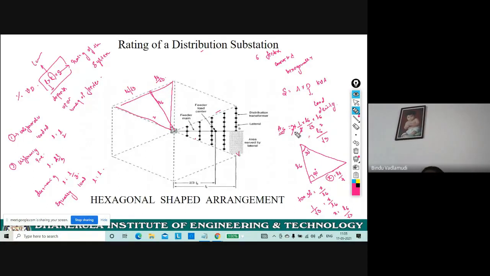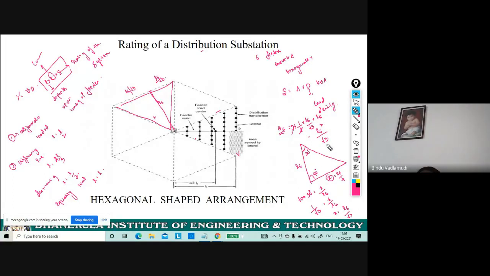Okay, so what I am writing: what is the area of the triangle? Half into base into height. So here we have 2 times, so I am writing 2 into half into base into height. So what is the value? L6 square by root 3.